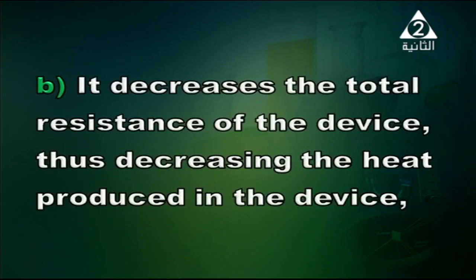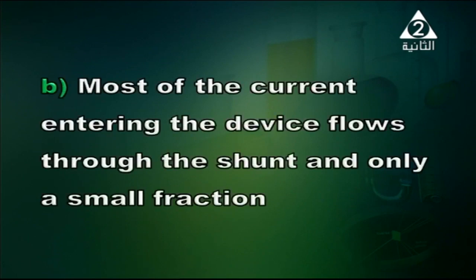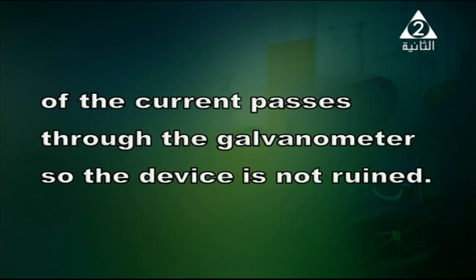Okay, it decreases the total resistance of the device, the total resistance of the ammeter, thus decreasing the heat produced in the device. Also, most of the current entering the ammeter flows through the shunt and only a small suitable fraction of the current passes through the galvanometer, so the device is not ruined.